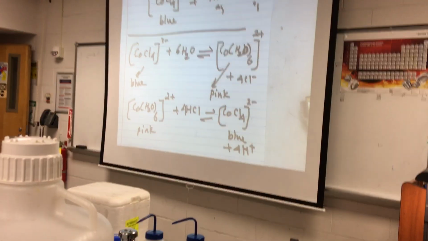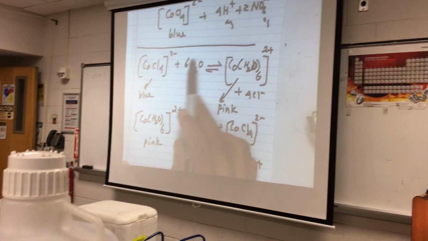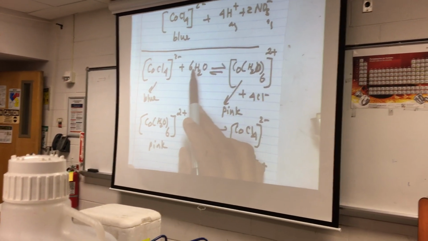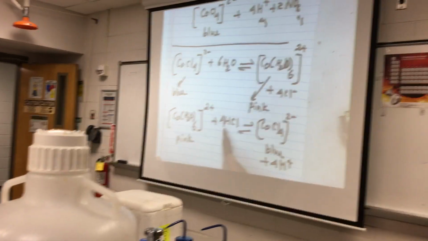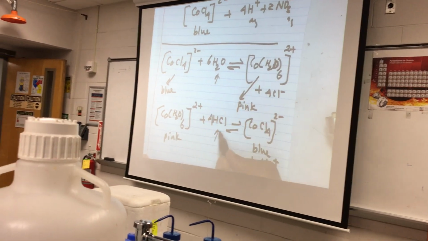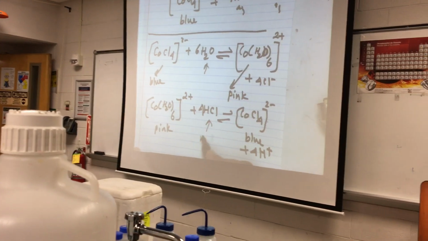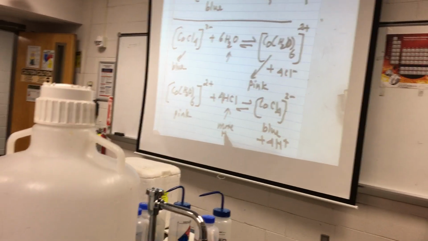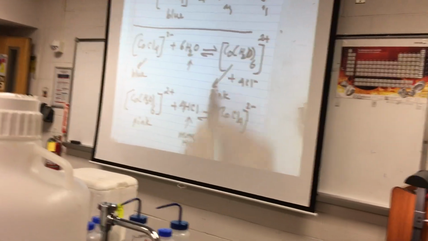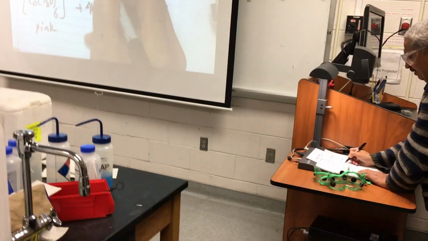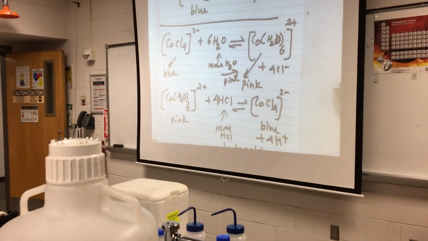I put. So if I put here too much of H2O, the H2O is already present in the reactant side. Too much of H2O will push it to what? Towards the pink, correct? If I add too much of HCl will push it toward what? The blue. So more of this, more HCl will be to the right, correct? And more H2O will be to pink and to the blue.